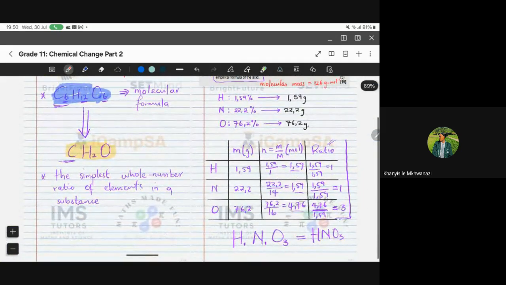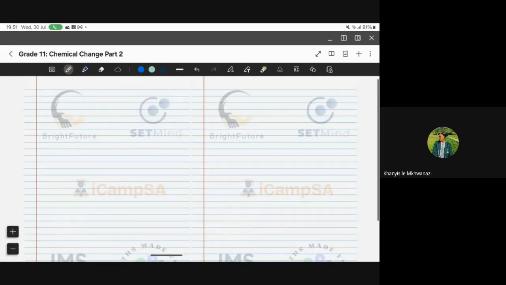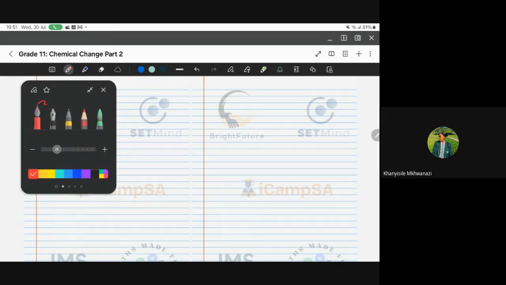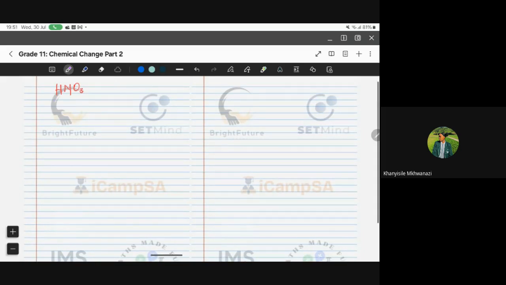So now what you do is, we just found that our empirical formula is HNO3, right? You would want to find the molecular mass of the empirical formula. This should be 1 plus 14 plus 3 times 16. This should be 1 plus 14 plus 48. This is approximately 63 grams per mole.